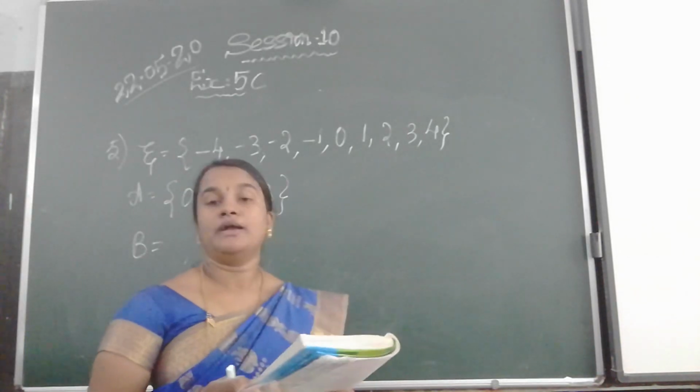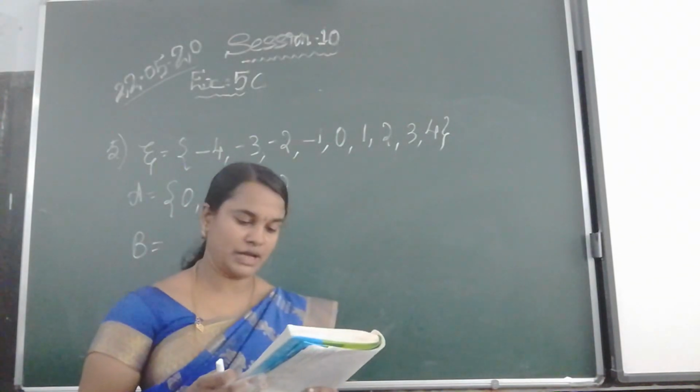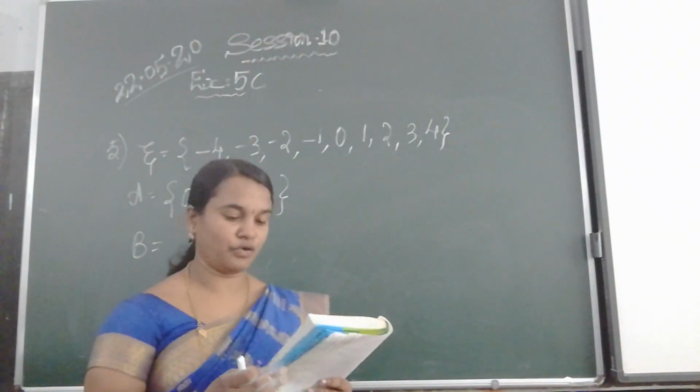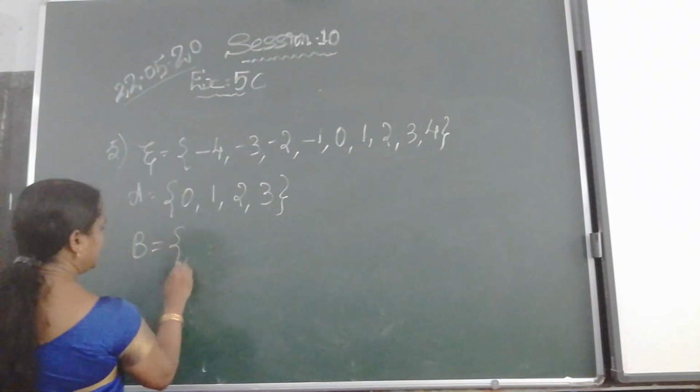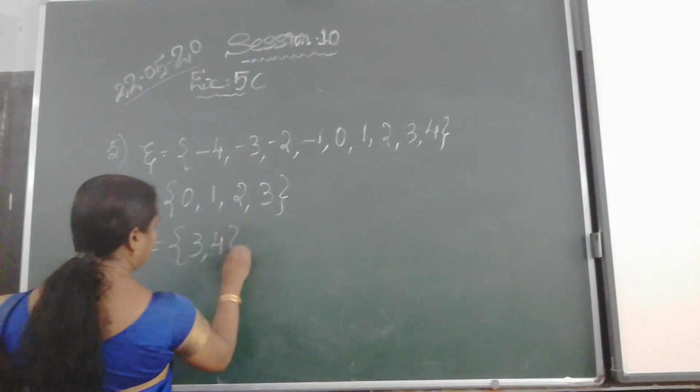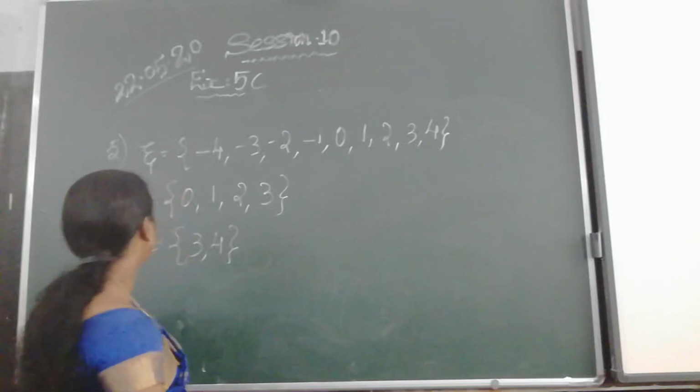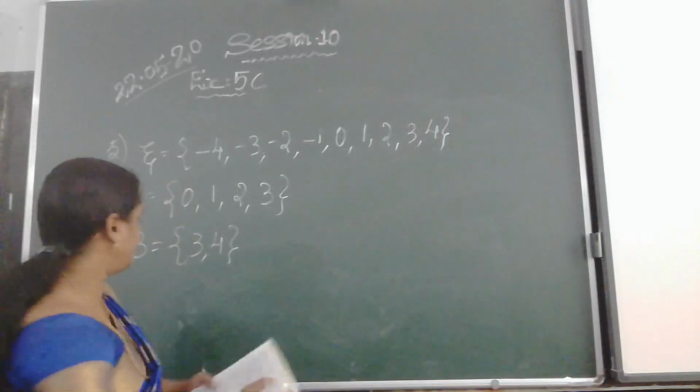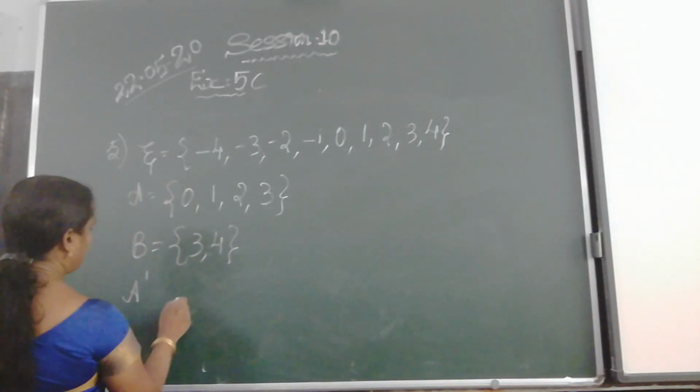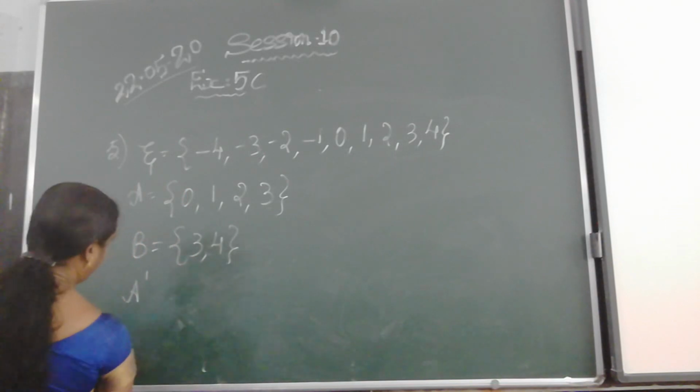Natural number, greater than 2 and less than or equal to 4. That means only 2 digits we will get here: 3 and 4. Only 3 and 4 we will get. What we have to find out here? In the same way, we have to find out A complement and B complement.